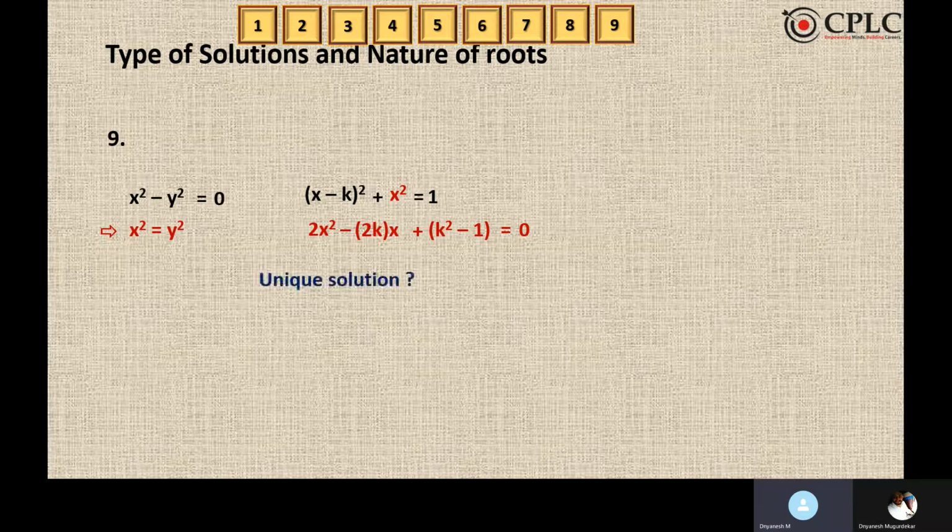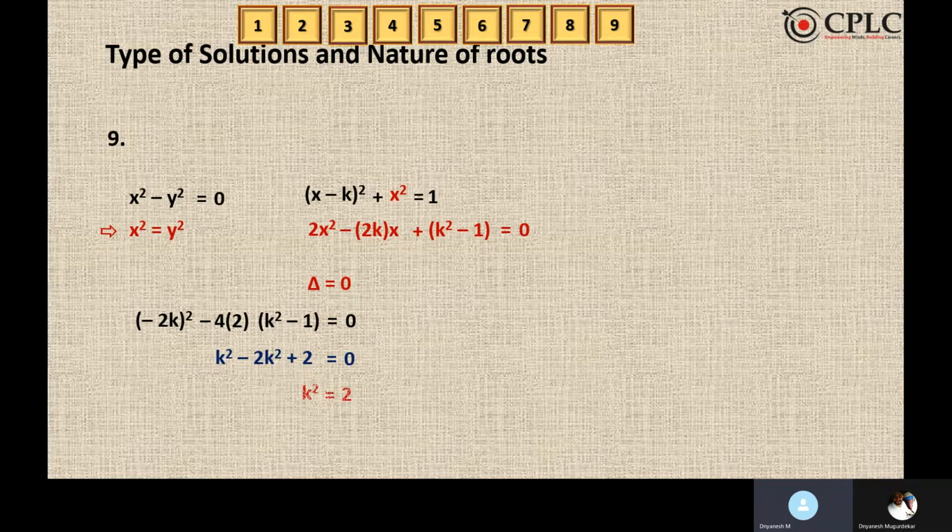And if you remember, for a unique solution of a quadratic equation, delta is 0. That is, b square minus 4ac is equal to 0. When you solve for this, the value of k that you will get is root 2. And that will be the answer to your question. Option 3 for the ninth.